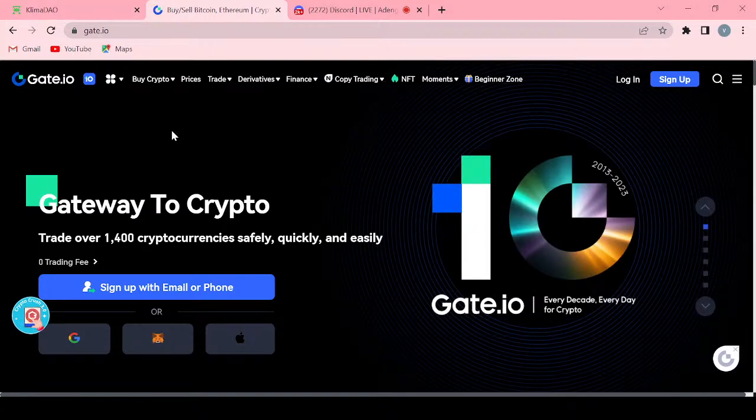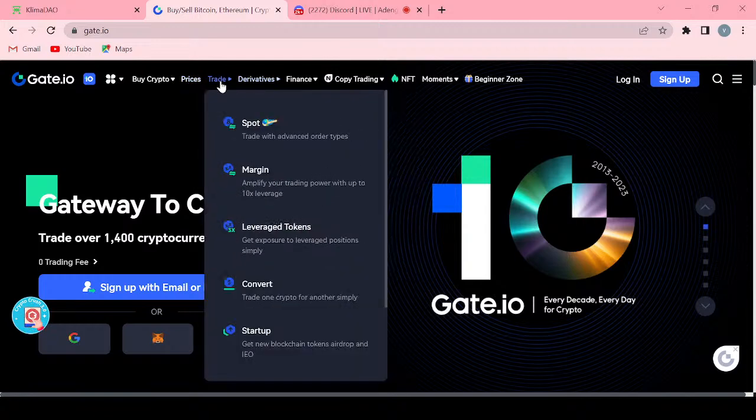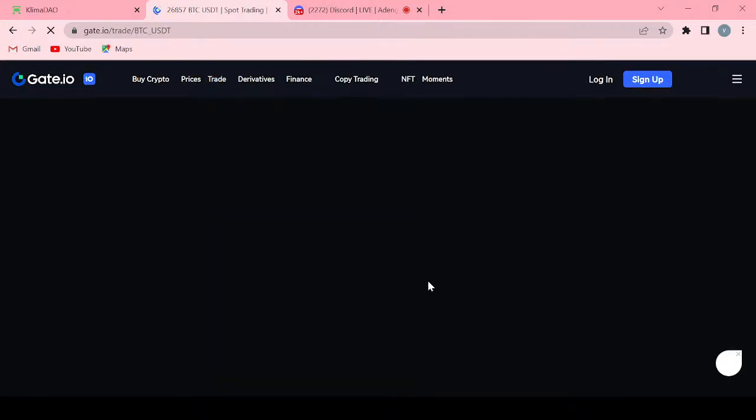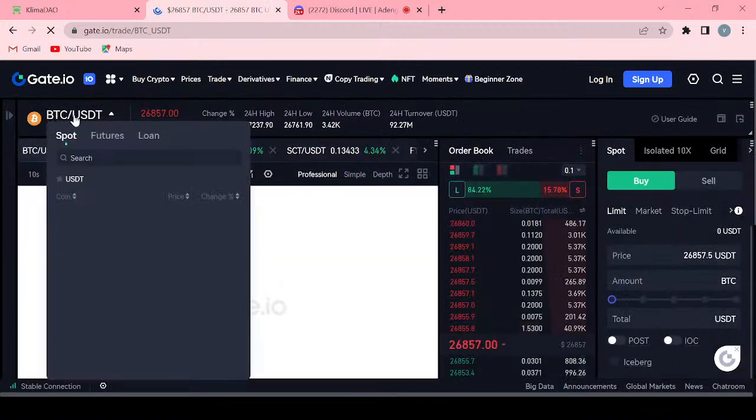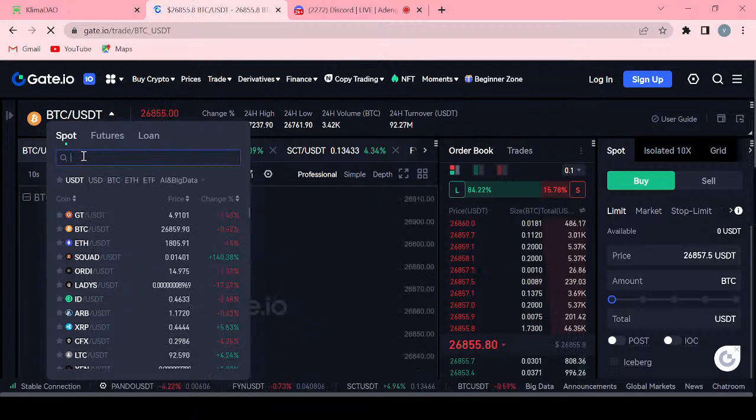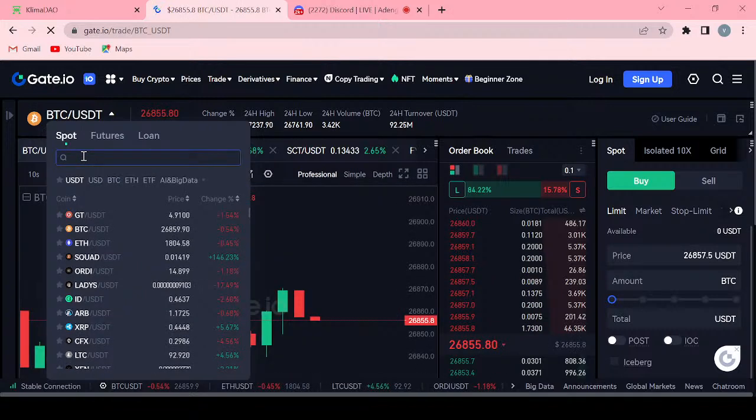This is how Gate looks, and the 10th anniversary of Gate is going to happen. Here there is a trade option. Let me click on the trade option. Now we'll get the BTC token as default. BTC is always the default, and now we are going to search for the token which we are going to analyze.